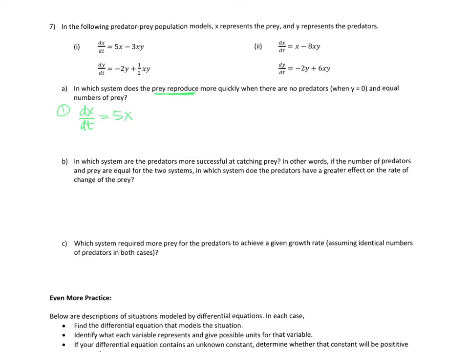So if you put in a 0 for y right here, you just get dx/dt equals 5x. And in system 2, the prey equation, when you make the y 0, just gives you x. So assuming equal numbers of prey, system 1 reproduces more quickly, right? Because of the 5, the constant of proportionality is larger, so system 1.